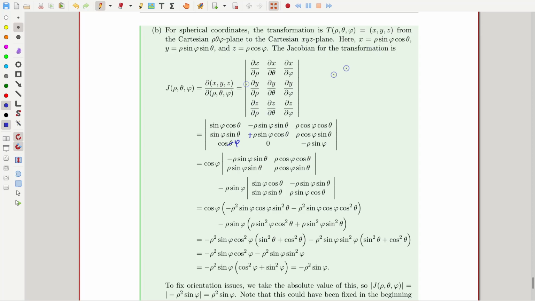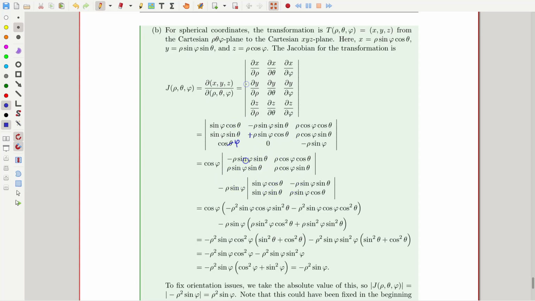Rho gives you that. Theta gives you that. Yes. Phi gives you that. Yes. And then rho gives you that. Phi gives you that. Okay. Yeah, I think that's correct now. So this subdeterminant there, that subdeterminant there, that looks right.